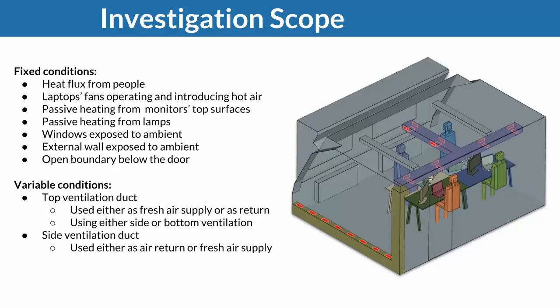The variable conditions, so this is where we are trying to investigate the possible scenarios of our problem, will decide whether we should use the top ventilation duct. Should it supply the air or should it work as the return? And should it introduce air through the side ducts or the ones on the bottom, so that are directly positioned towards the floor? When it comes to the side duct, the one that is brownish, we'll see that it will either be an air return if the top duct operates as an air supply, or it will be supplying air in the reverse scenario.